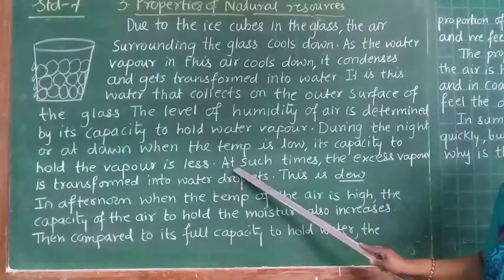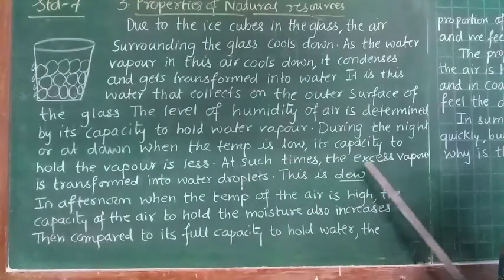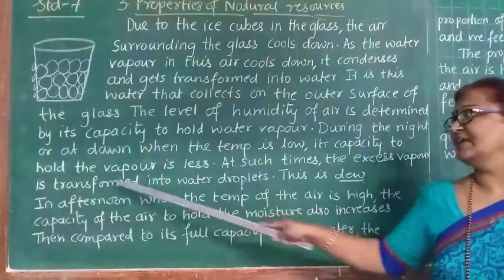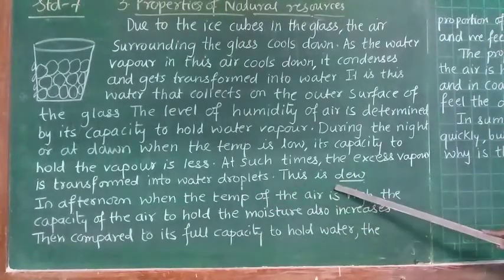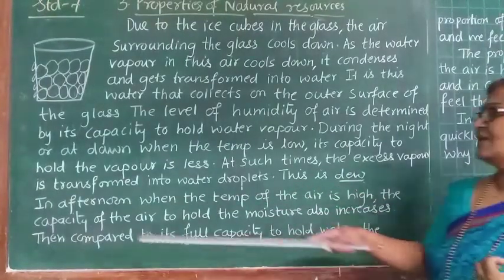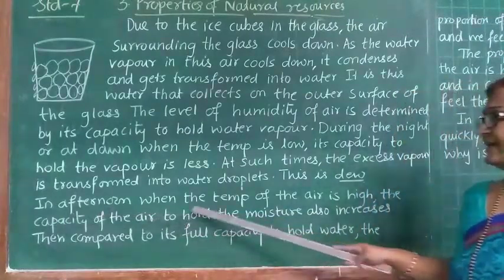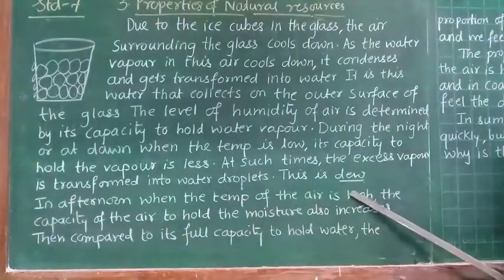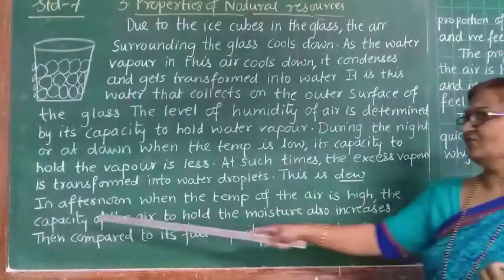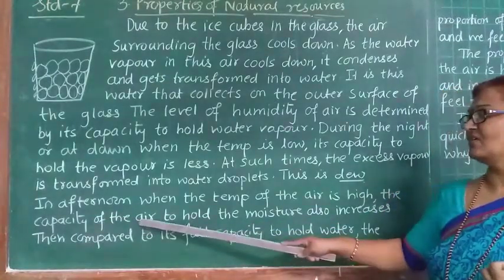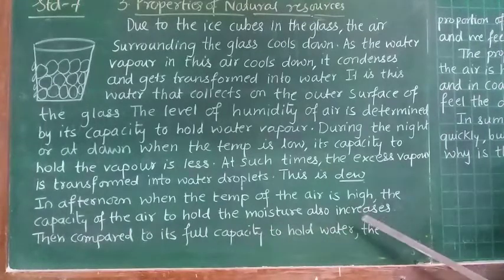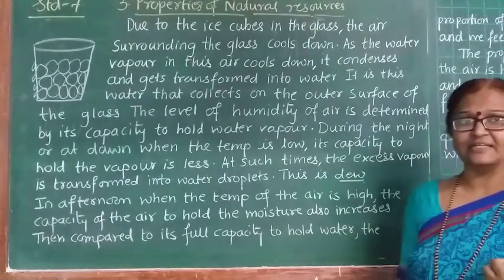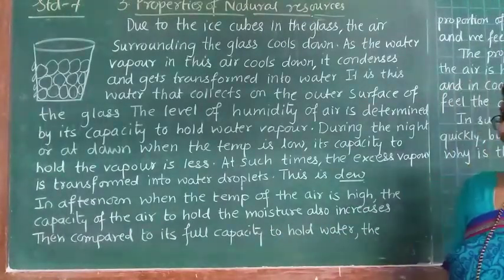What happens there? At such times, the excess vapor is transferred into the water droplets. This is called dew. Then in the afternoon, when the temperature of the air is high, the capacity of the air to hold the moisture is also going to increase. So what happens here actually?